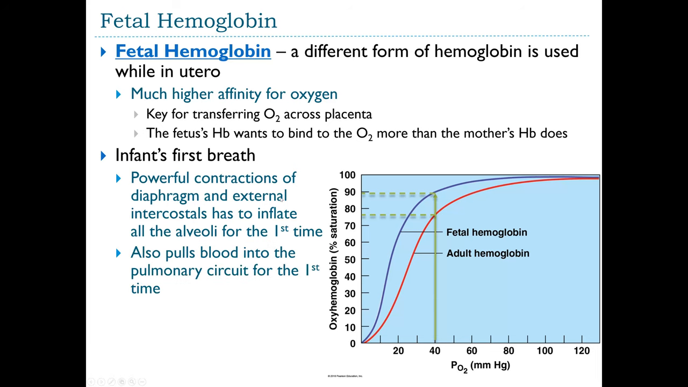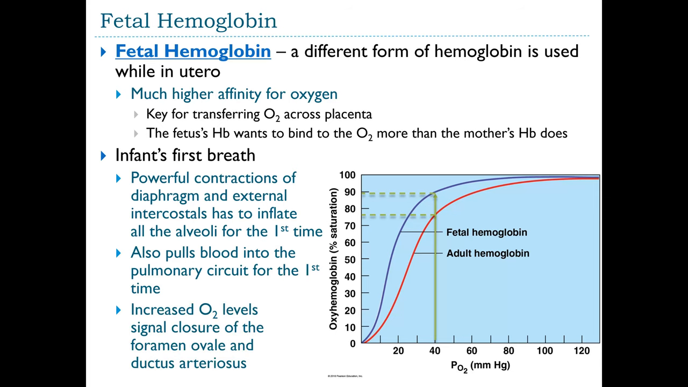And that powerful contraction also changes the pressure in the thoracic cavity, which is going to pull blood into the pulmonary circuit for the first time. And the increased oxygen levels in the lungs and the pulmonary circuit will signal for the closure of the foramen ovale and the ductus arteriosus, which are the two structures of the fetal heart that we talked about previously.